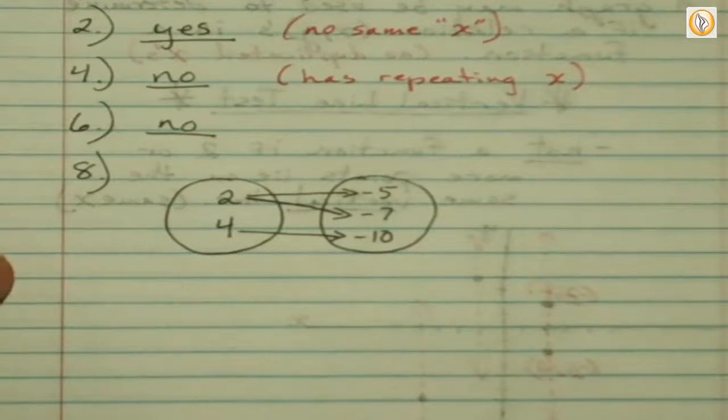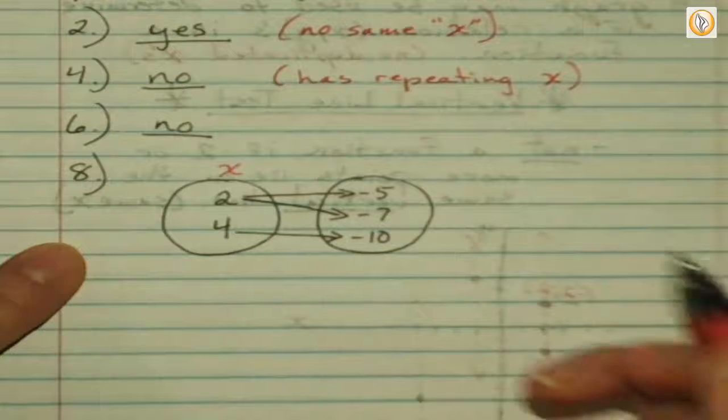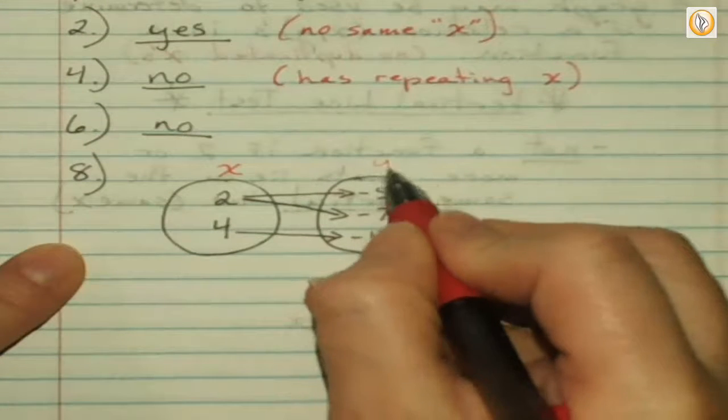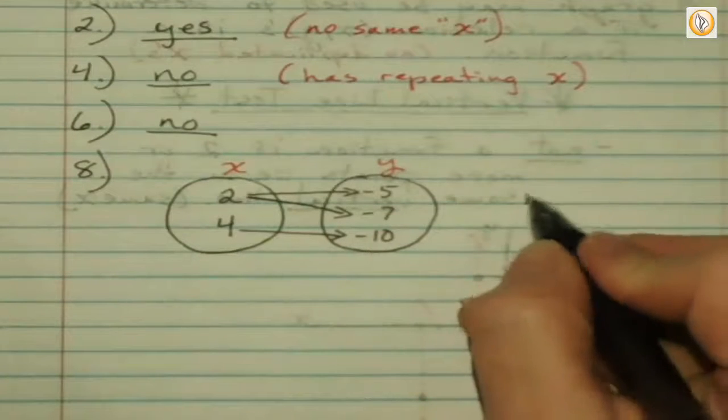All right, so Taylor was correct. The left circle are your X's. Your right circle are your Y's. So Gabby, just by looking at this, would this be a function? No.